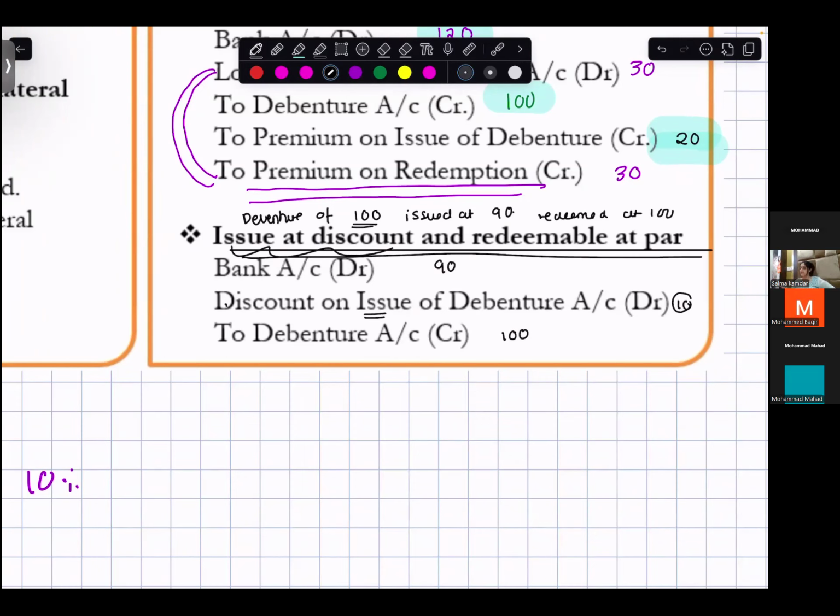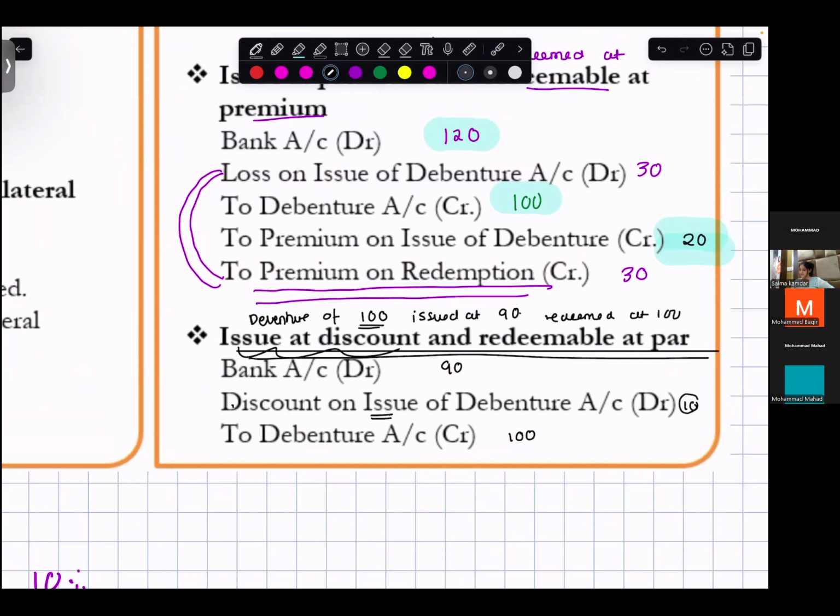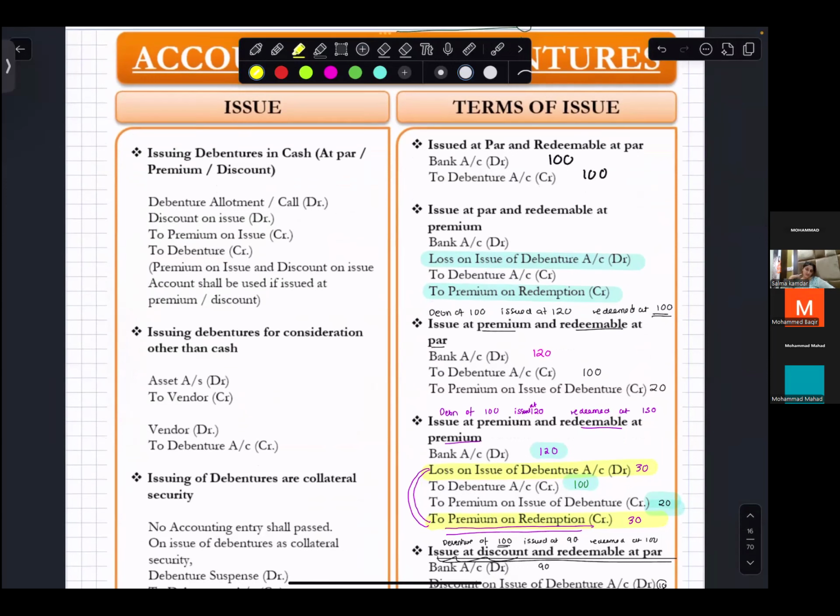Now you talk about redemption. Do you have any loss on redemption? No. So if there is no loss on redemption, will you write it? No. So for loss on redemption, which entry is there always? Premium on redemption. Loss on issue of debentures and premium on redemption. Come on. Write these entries, frame examples for yourself, memorize these entries, and then we get back.